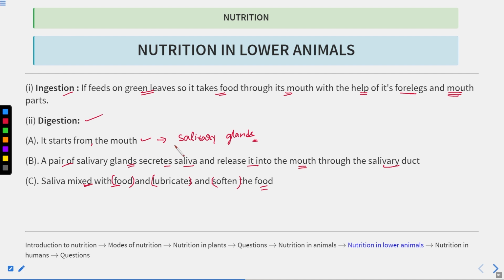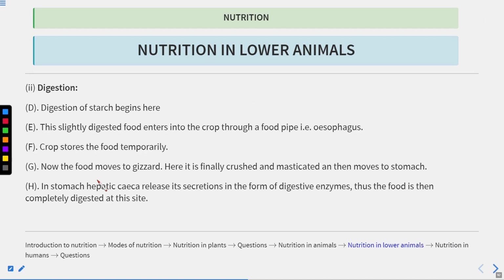The other role is digestion. It helps in digestion of carbohydrates such as starch. It consists of digestive enzymes. Continuing with the digestion process here, in the mouth digestion of starch begins. We can say the digestion of carbohydrate begins in the mouth. Then this slightly digested food enters into the crop.